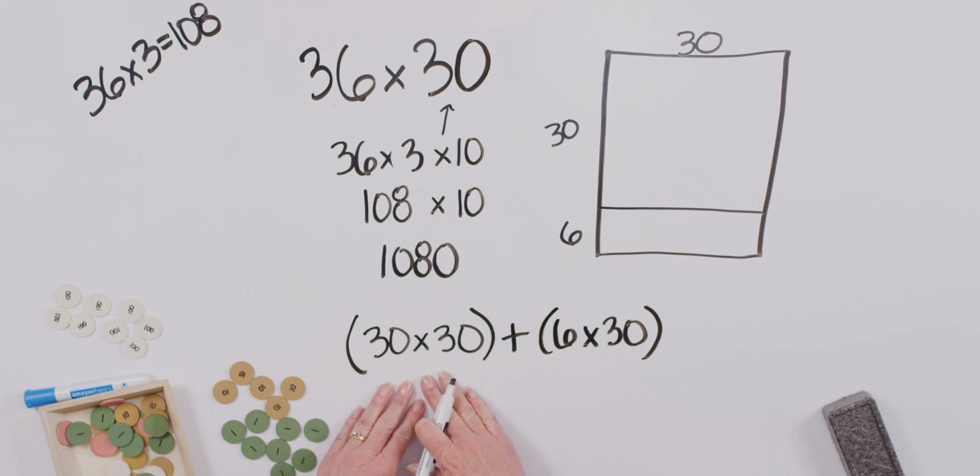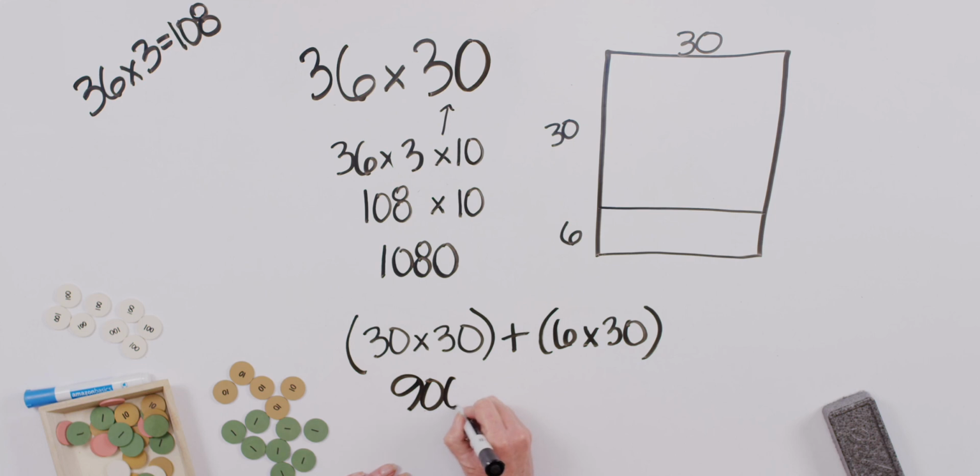And our 30, if I want 30 groups of 30, that is going to give me a whopping 900, because 10 groups of 30 would be 300, right? So 30 groups of 30 must be 900. And then I'm going to add my 6 times 30. I want 6 groups of 30. That will give me 180. And as I add these two together, I would get 1,080.